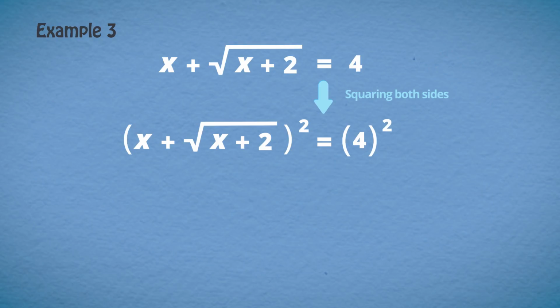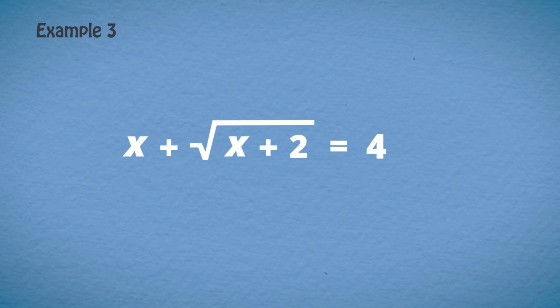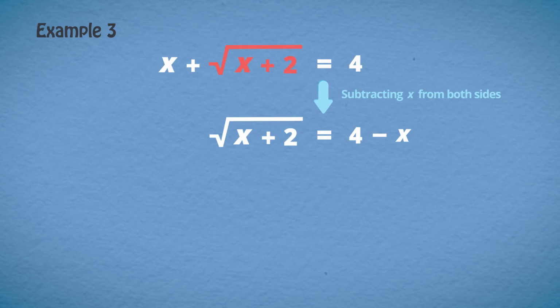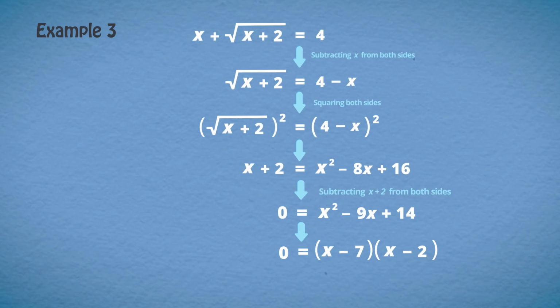Let's take a few steps back and look at the equation again. To avoid the problem, we need to make sure that we've got the square root all by itself on one side of the equation before squaring. To have that, let's subtract x from both sides of the equation. Now, squaring both sides will give us this. And again, we will get a quadratic equation that gives us these two values of x.